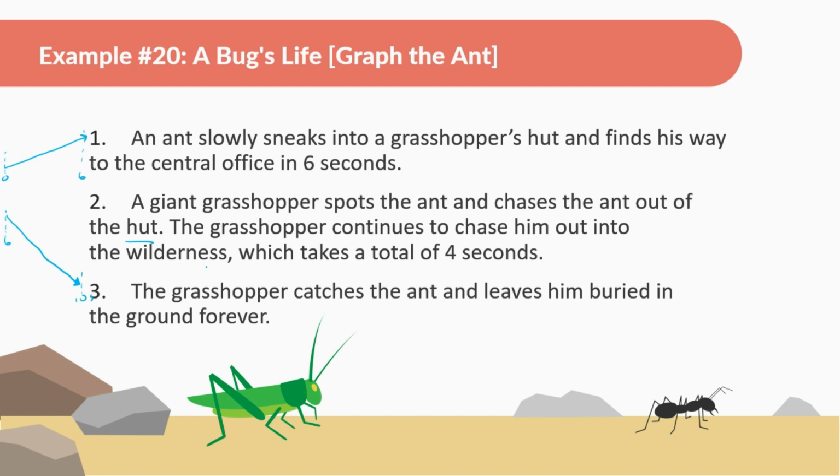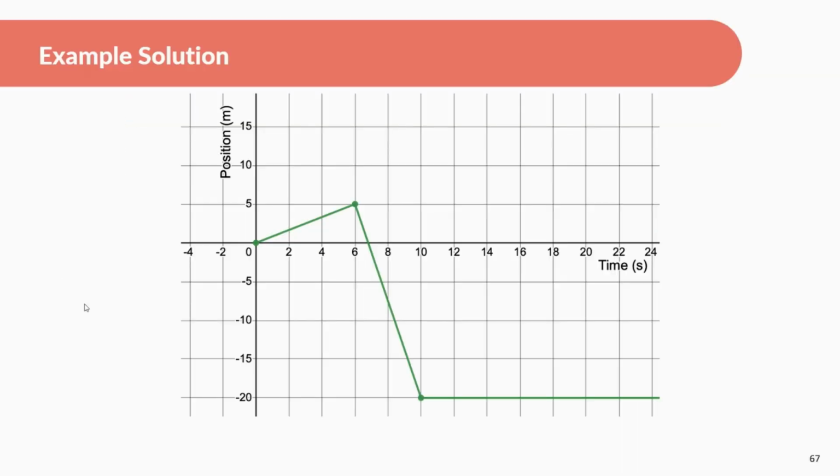The grasshopper catches the ant and leaves him buried in the ground forever. Okay, so the ant is just buried in the ground, so it's going to be in the same position forever. Okay, so it should look something like this. Again, it doesn't have to be exact, but it should look something like this.